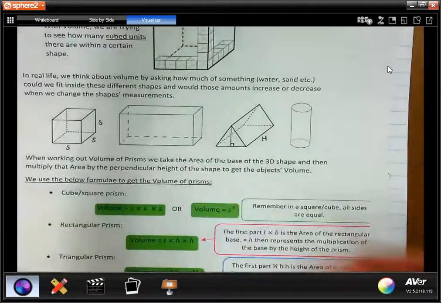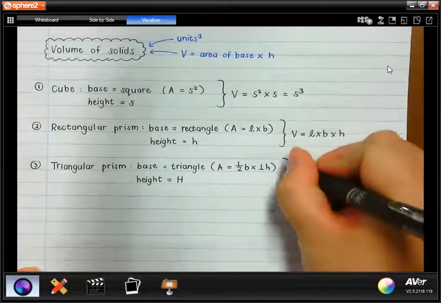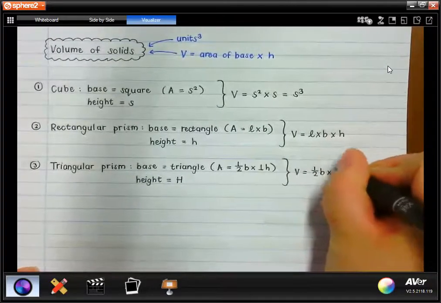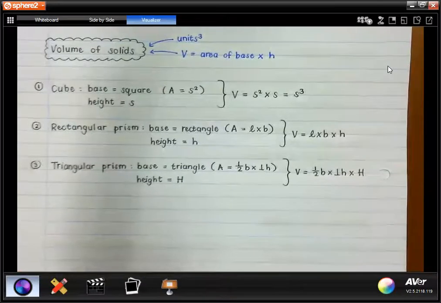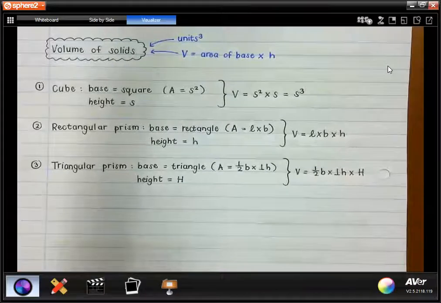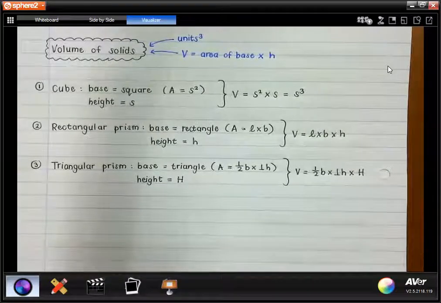Okay, you guys can copy all of this down now underneath when we're done summarizing this. So the volume is going to be area of the base, so half base times perpendicular height multiplied by the height of the prism. Okay, so that one is a bit confusing, all right? It is a bit easier if you just think, okay, I'm finding the area of the triangle on its own, and then I multiply it by the actual height of the prism. Okay, but we will practice that.